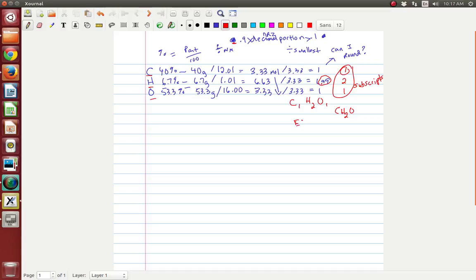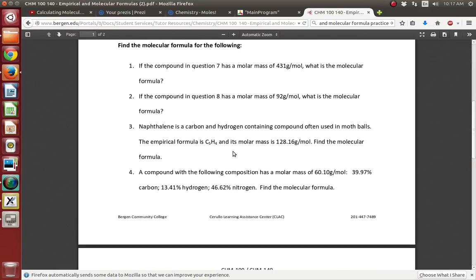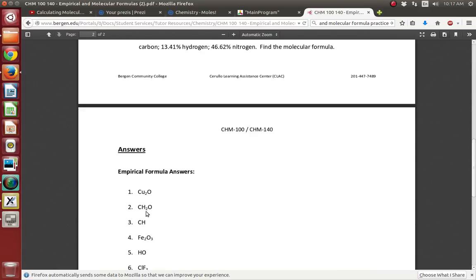We're going to call that the EF, because we're going to need to be able to calculate empirical formulas and molecular formulas for other problems. So let's go back and look at my list of problems here. It was number 2, and the answer is down here, CH2O, correct.